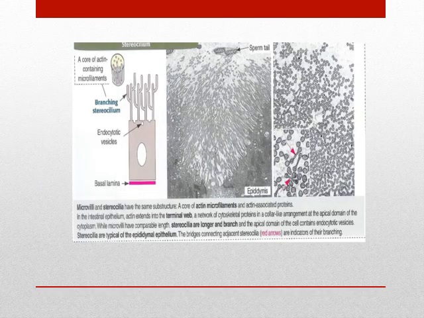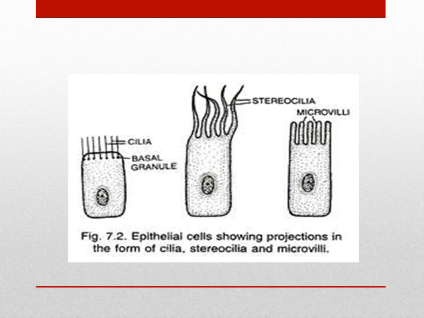This picture shows the shape and the structure of stereocilia. We could see the long and branching stereocilia, which are composed of a core of actin filaments. This picture shows the difference between cilia, microvilli, and stereocilia. We can see the small size and the large number of cilia per cell, and the microvilli longer than the cilia, while the stereocilia are much longer than the microvilli and cilia.